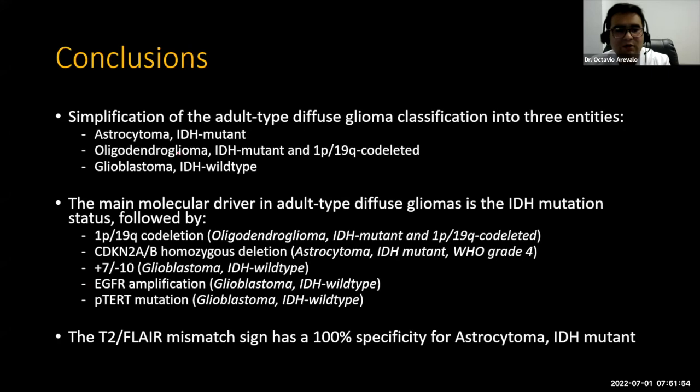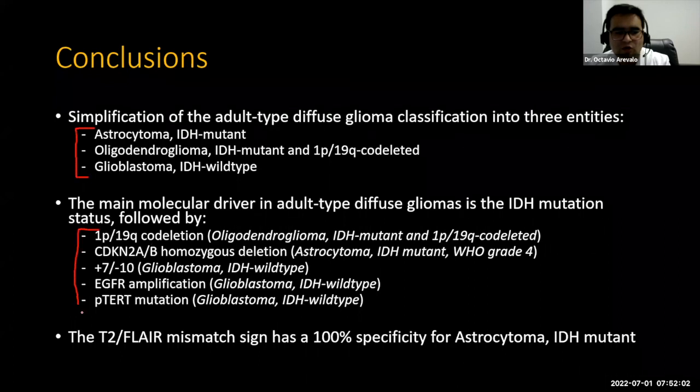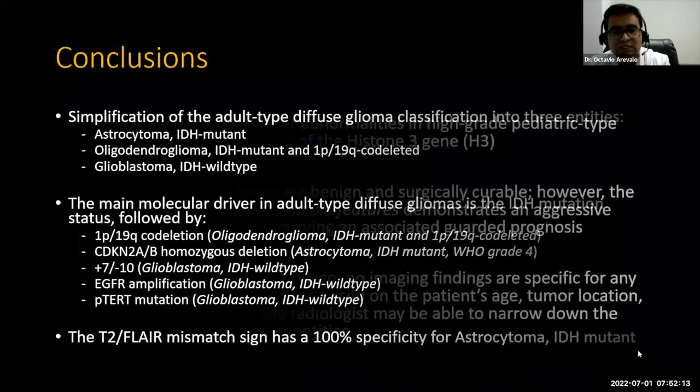And there is simplification of the adult type gliomas into only 3 entities, and these are the main molecular drivers for the adult gliomas. The T2-FLAIR mismatch sign is your opportunity to shine in your reports and is 100% specific for astrocytoma IDH mutant.